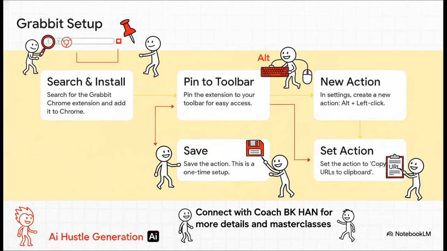Okay, so it's a Chrome extension called Grab It. Just Google it, click Add to Chrome, and make sure you pin it to your toolbar so it's easy to find. Now here's the key. Open up its settings, create a new action, and set Alt plus left-click to copy URLs to clipboard. Hit Save, and boom, you're set up for good.